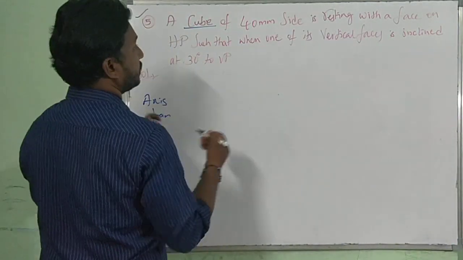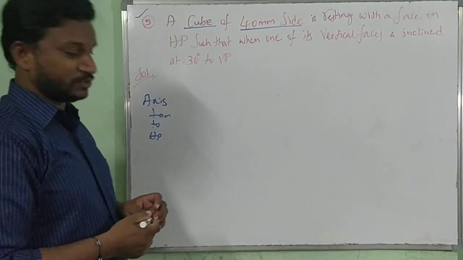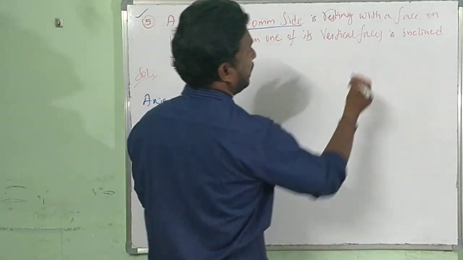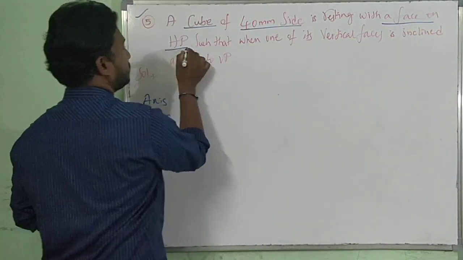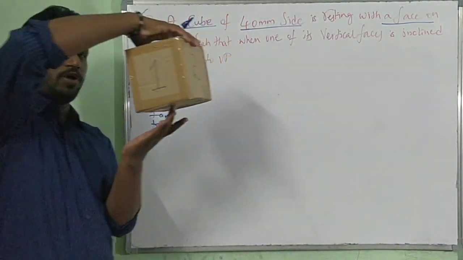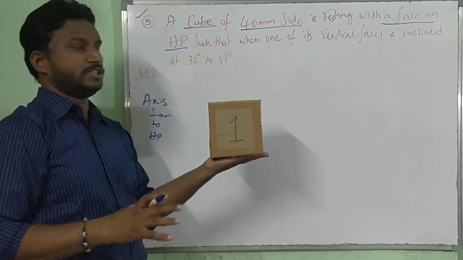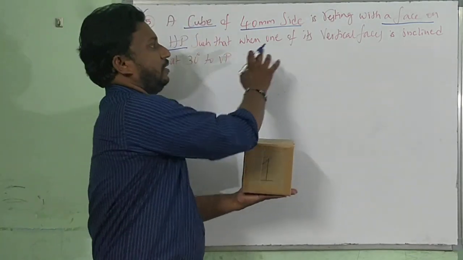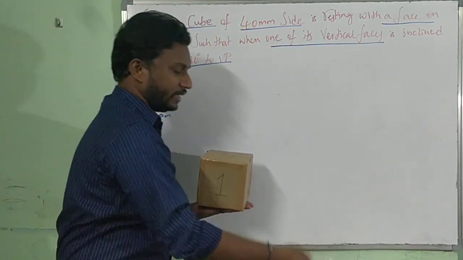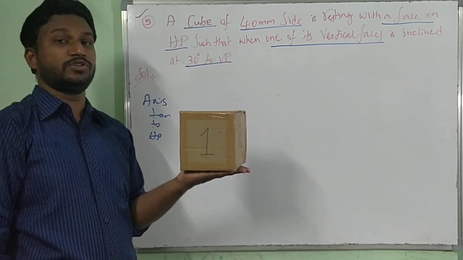So what is the dimension? 40 mm side. Each side of the square is 40 mm. Coming to location, it is resting with a face on HP. One face, all 6 are same. Any face is resting on HP, such that one of its vertical faces is inclined at 30 degrees to VP.